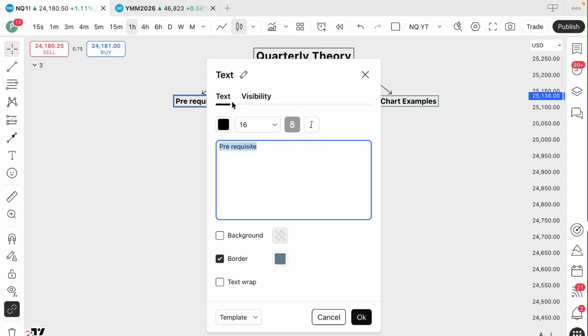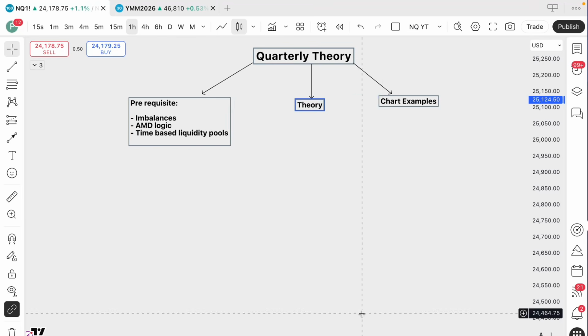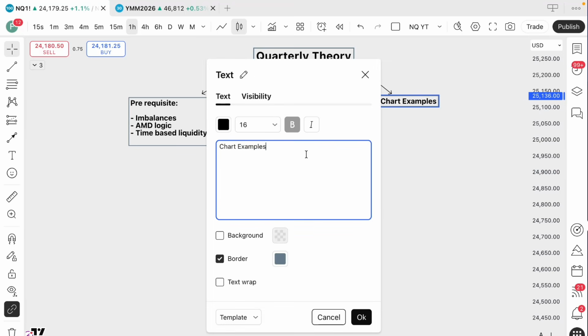Okay, so for prerequisites, we have imbalances, AMD logic, and time-based liquidity pools. For theory, what we really have is the AMDX model, logic, fractality of time and price, and then for chart examples we'll do different time frames, same logic.